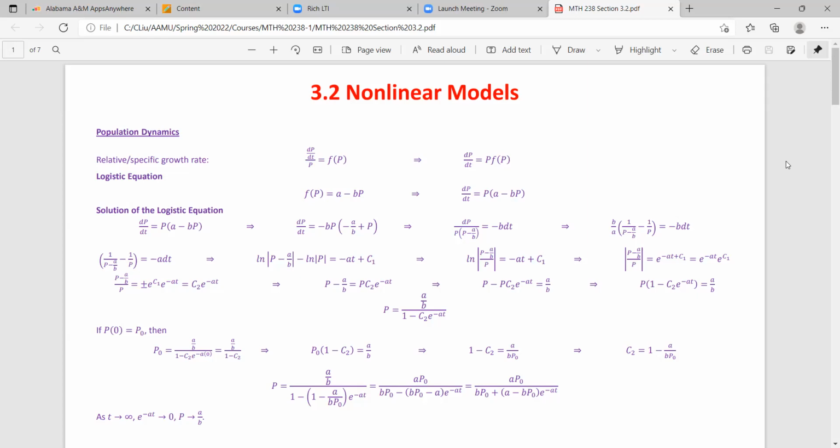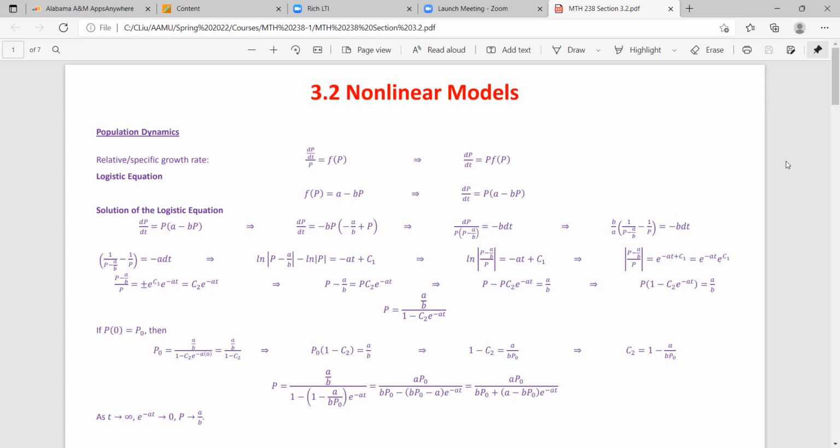So that also means if you take the natural exponential, which we have done so many times, to end up with the absolute value of (p minus a over b) over p equals e to the negative at plus c1, which is again e to the negative at times e to the c1. Remember, when you get the sum in the exponent, it ends up with two exponentials multiplying each other.